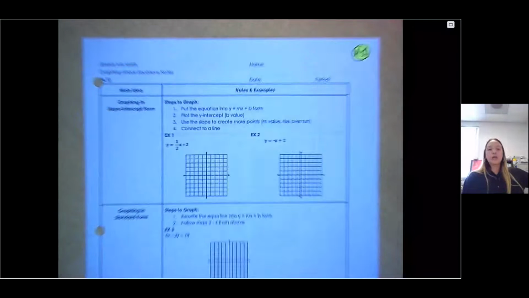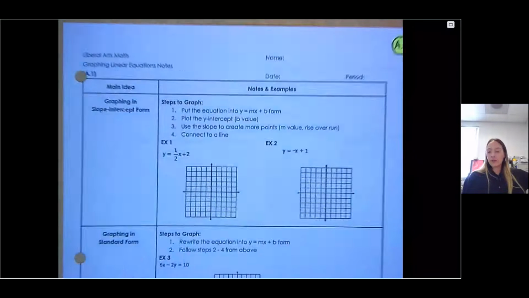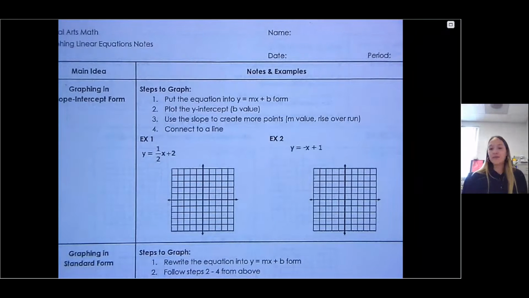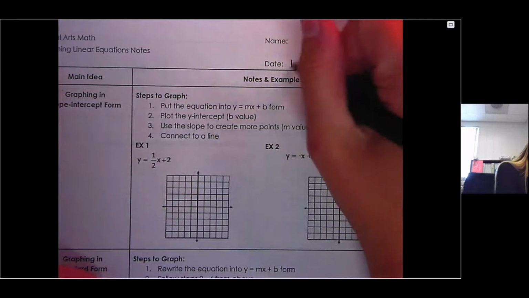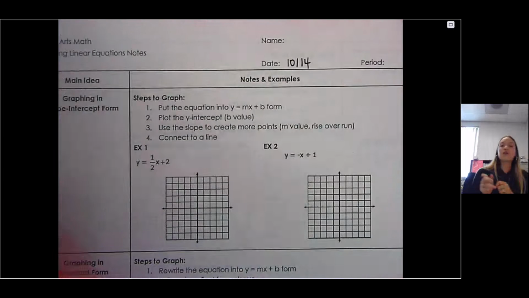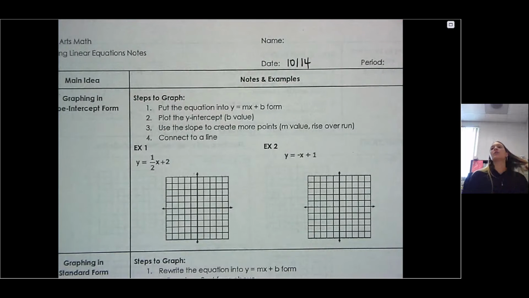Today, like I said, we're going to finish up with our linear equations. So go ahead and put your name and today's date. Today is the 14th, 10/14. The front side is just a little bit of review. It's all stuff that we've done before.